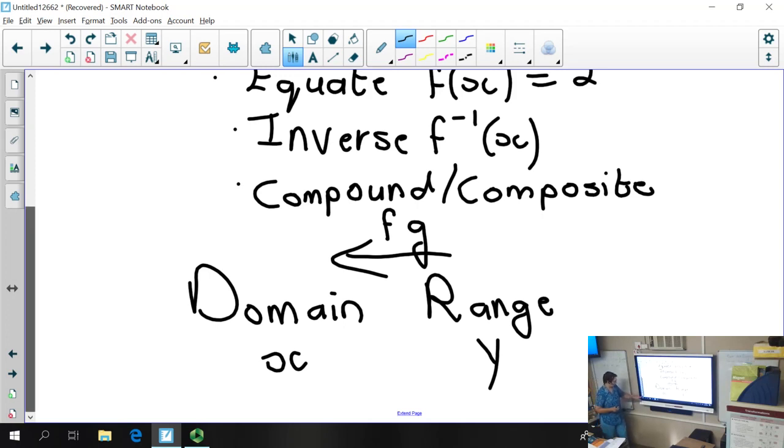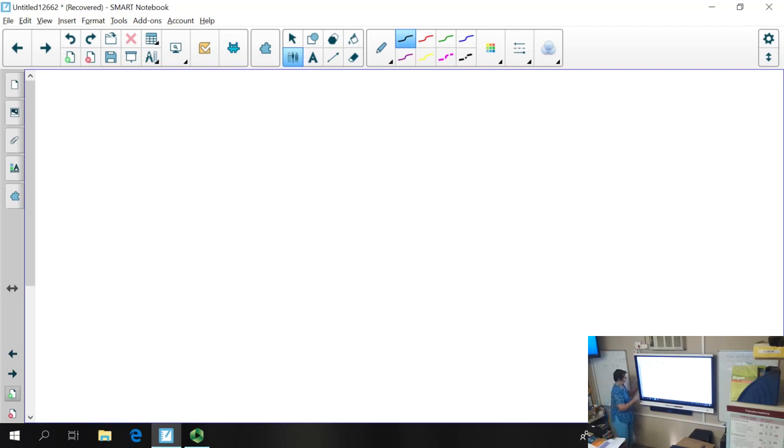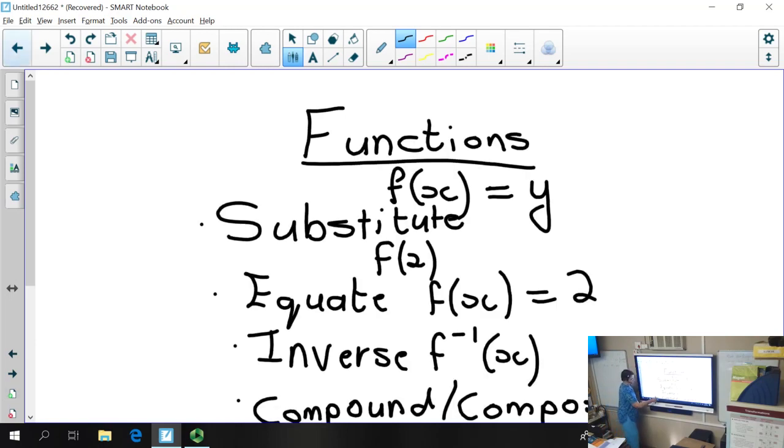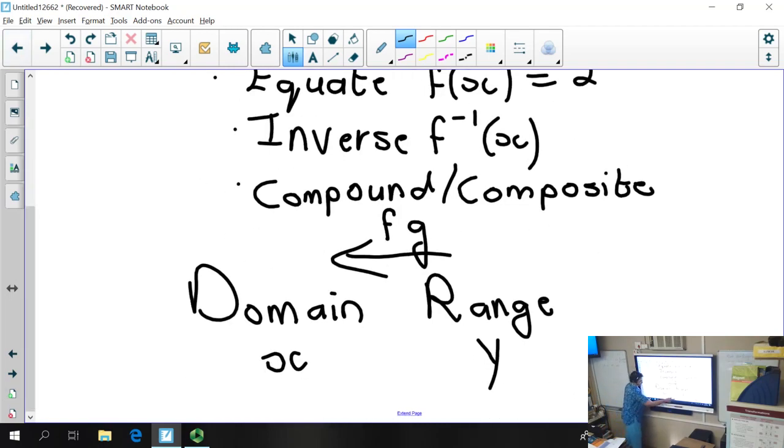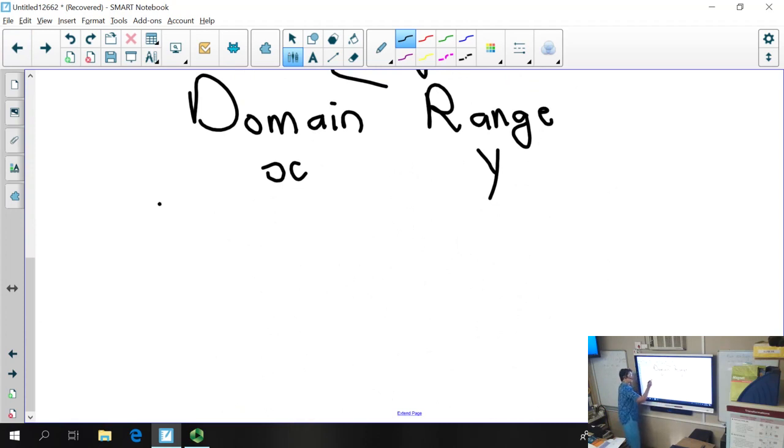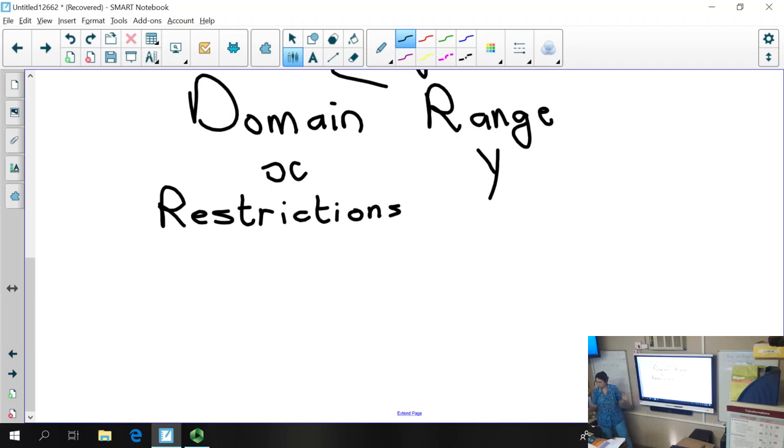Okay, now what we also want to add here, let's just add it here, is restrictions. When will we have restrictions for the domain and the range? Now remember, the range depends on the domain. The domain is your x values, that's your independent variable, but the y changes according to x. Now, what restrictions can we have on the domain?